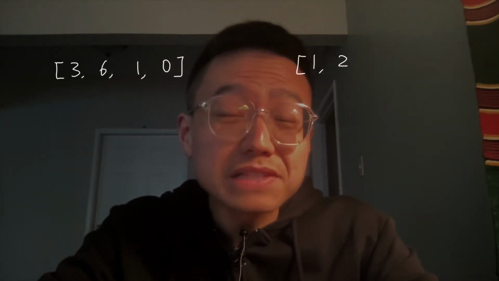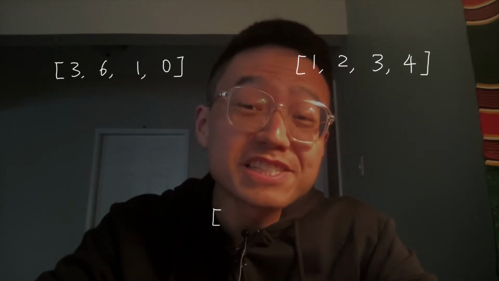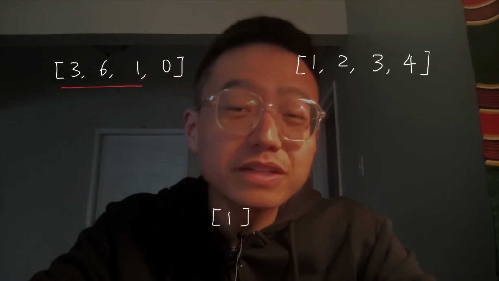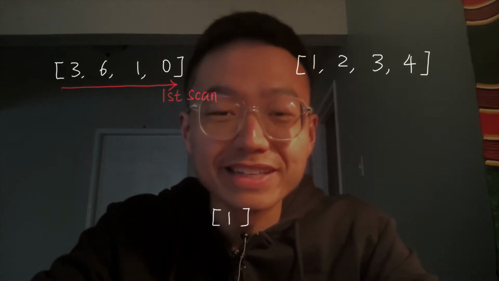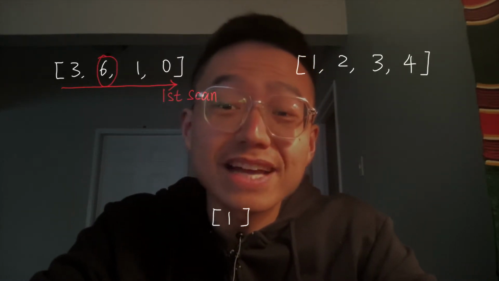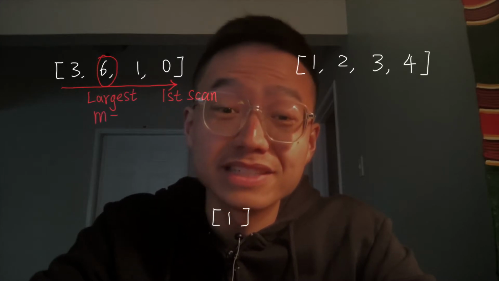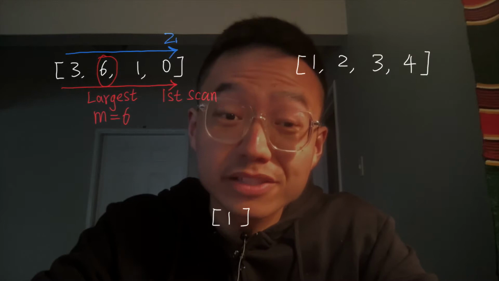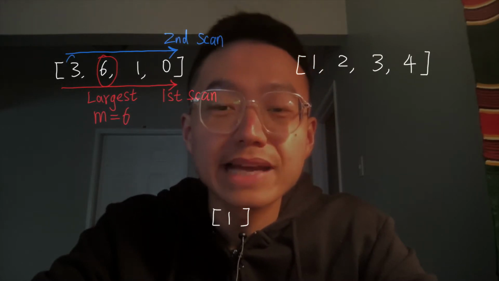Let's look at the question, largest number at least twice of others. We are given an integer array nums where the largest integer is unique, and we should determine whether the largest element in this array is at least twice as much as every other number in the array. If it is, we just return the index of the largest element, or otherwise we return -1.